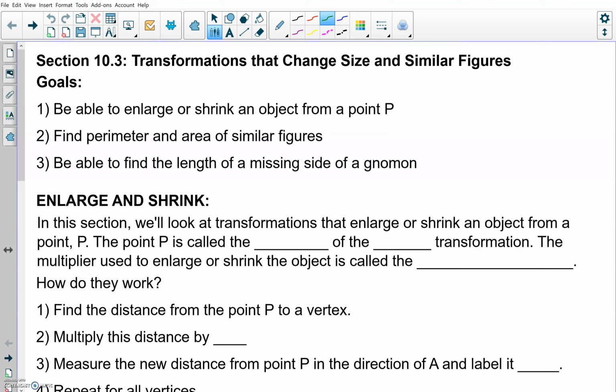Even though we're going to change the size, the shape won't be changed. It's still not a rigid motion because we changed one of the things, but the overall characteristics of the shape will be maintained. It'll still be a triangle. Certain sides will be longer than others if that's the way it started, but it's going to be blown up or shrunk down.